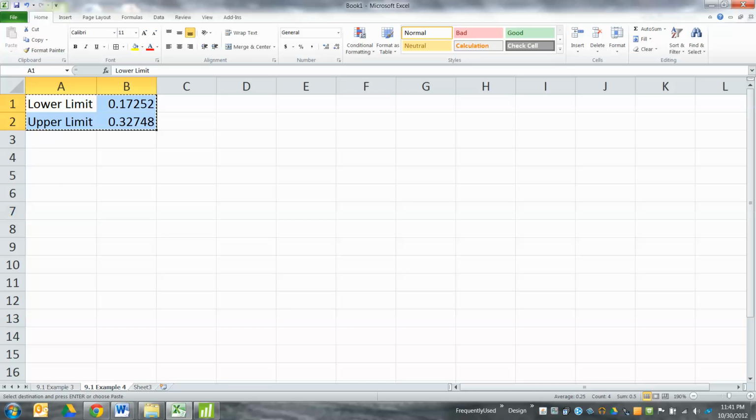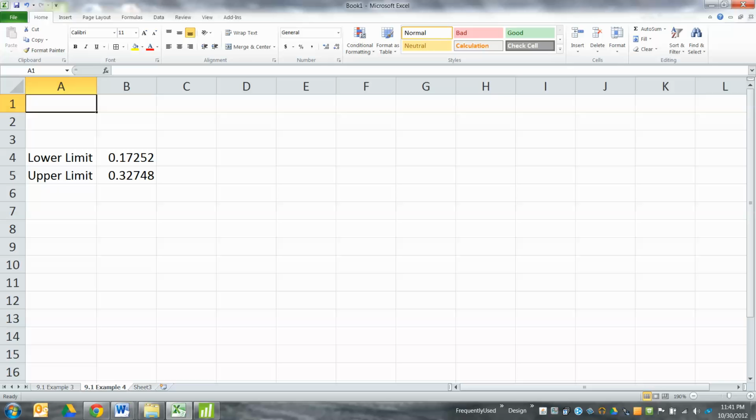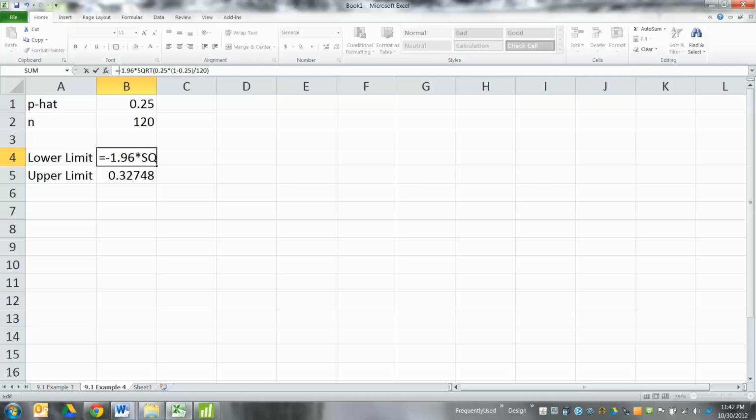And again, you don't have to do it all in one fell swoop if you don't want to. You can take the time to put in what p hat was, which was 0.25, and then n was 120. And you could use some cell referencing instead. You could say, okay, I need p hat, which is here, equal to that number minus 1.96 times SQRT, parentheses, that number times 1 minus that number, close parentheses, divided by n, which was 120, boom, right? And then you're kind of using cell referencing to help yourself.